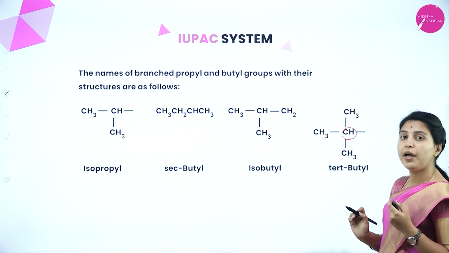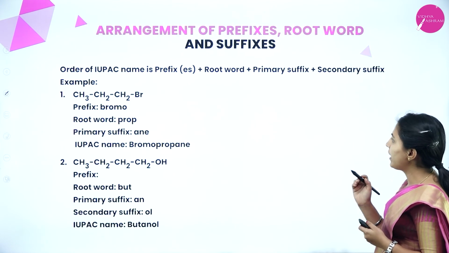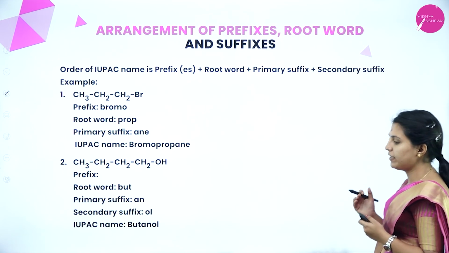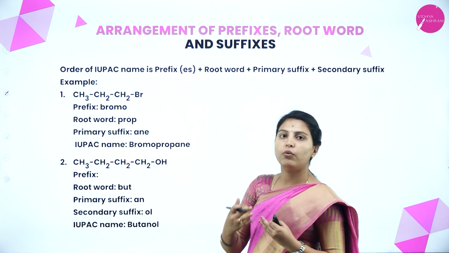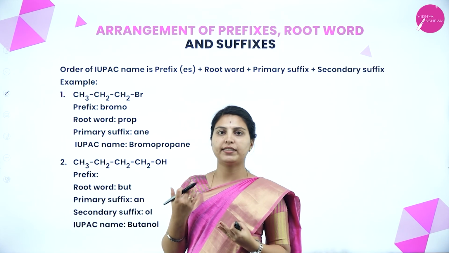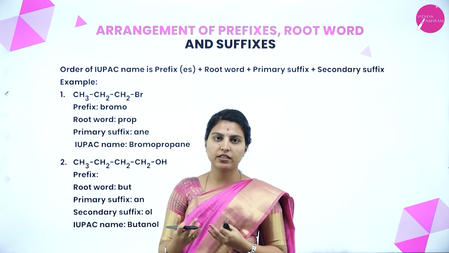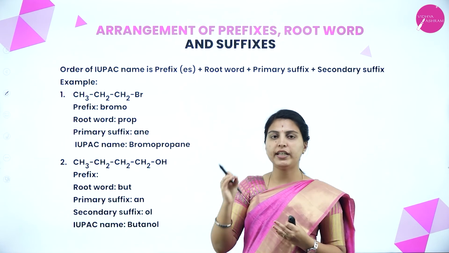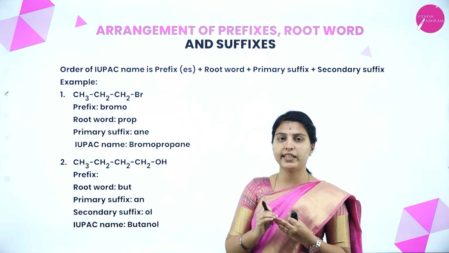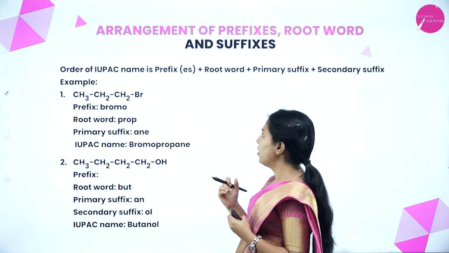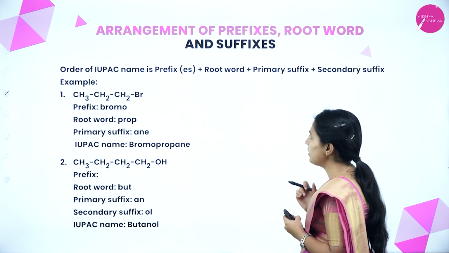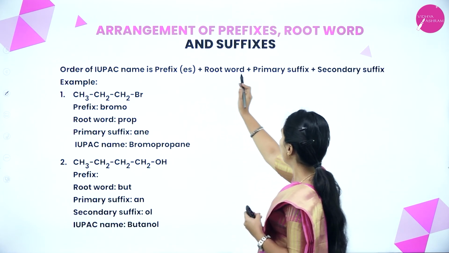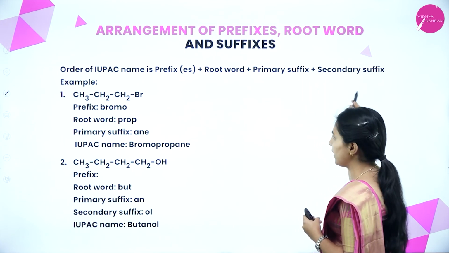That's why tertiary butyl. Next is arrangement of prefix, root word and suffix. See now, you know what are root word, primary suffix, secondary suffix and prefixes, all the things. But you have to arrange them in an order to identify the organic compound or write it in nomenclature way. So the order of the IUPAC name is, first prefix you have to write, root word, primary suffix and secondary suffix.